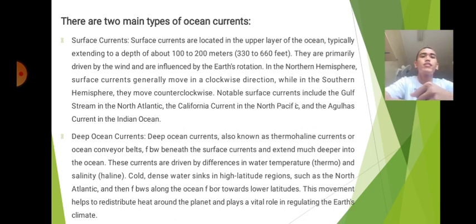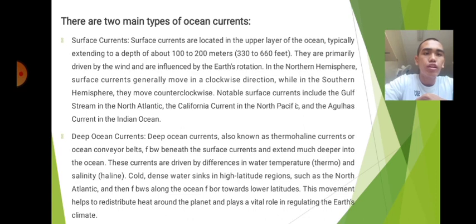These are the two main types of ocean currents. First is surface currents. Surface currents are located in the upper layer of the ocean, typically extending to a depth of about 100 to 200 meters or 330 to 660 feet. These are primarily driven by wind and are influenced by the Earth's rotation.